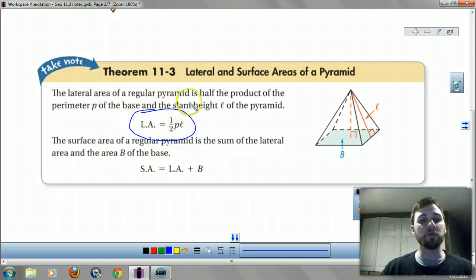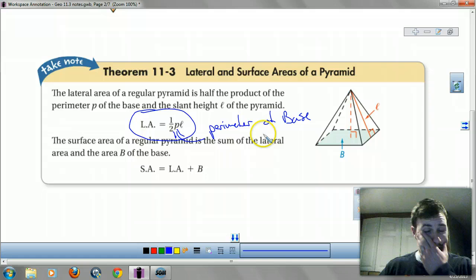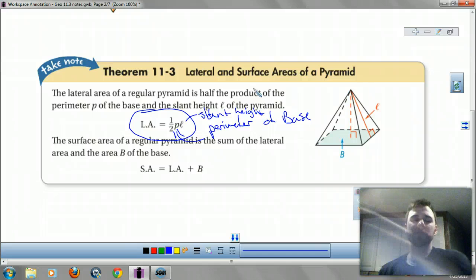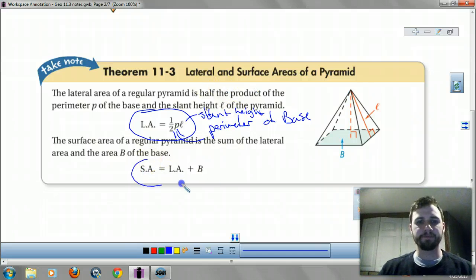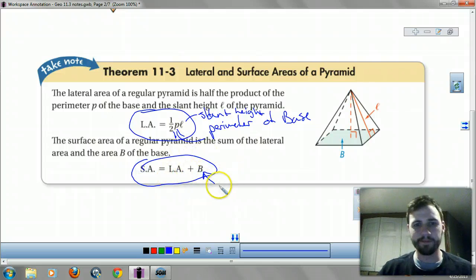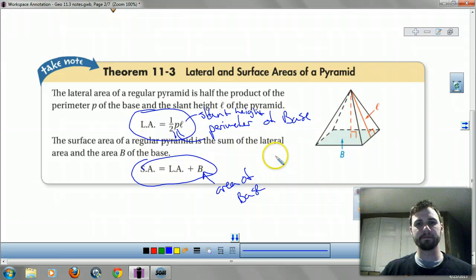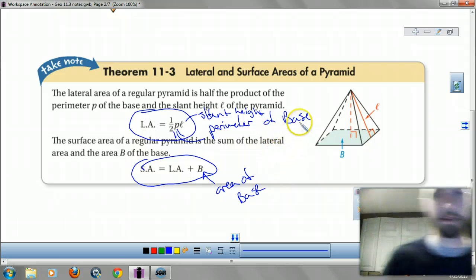The lateral area is 1/2 your perimeter of base times your slant height, or L, slant height. Okay? So that's your lateral area. You're just finding the area of all those triangles. Okay? So your surface area is your lateral area plus just one base. There's only one. Okay? That's all there is to it. Let's try one out.